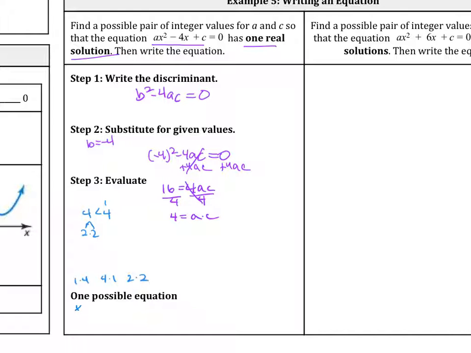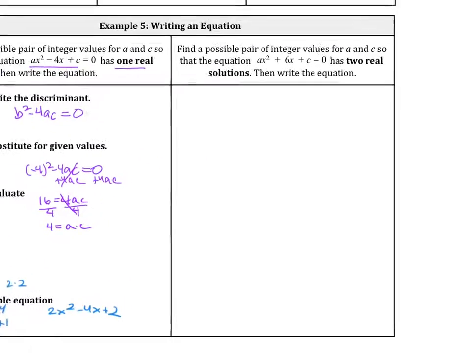So we could have 1x squared minus 4x plus 4. We could have 4x squared minus 4x plus 1. And we also could have 2x squared minus 4x plus 2. So those are some possible equations that we could write. Let's try this other example.